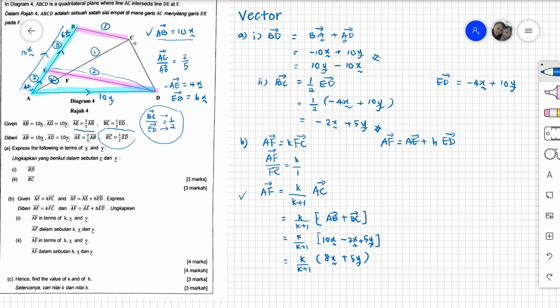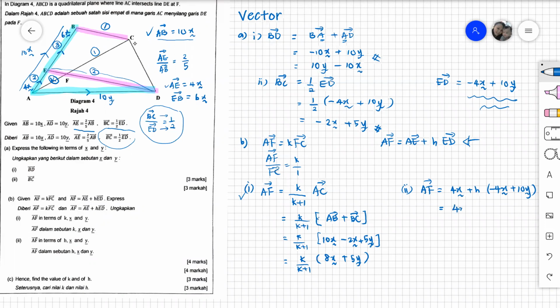And on the other hand, this is part 1. And on the other hand, we have to find AF in terms of h, x, and y. So just take the second equation given. So AF equivalent to AE plus h ED. Now, what is AE? We have AE is 4x. So just put the 4x in, plus h. The ED we just found in part 2. All right, so put the ED in. So we have negative 4x plus 10y. So with that, open up the bracket and combine the coefficient for each vector.